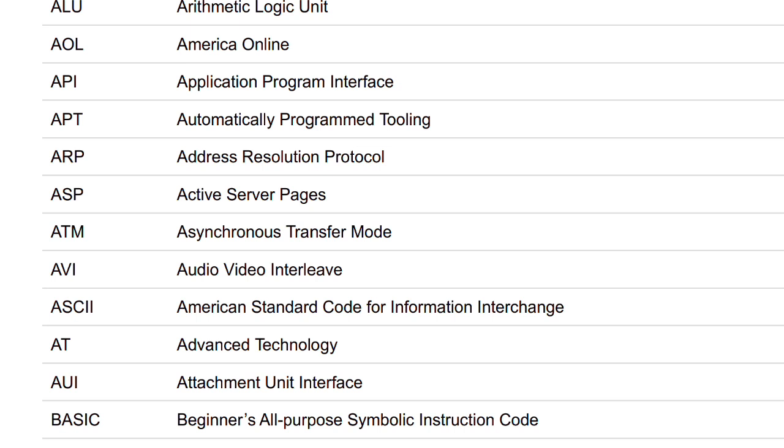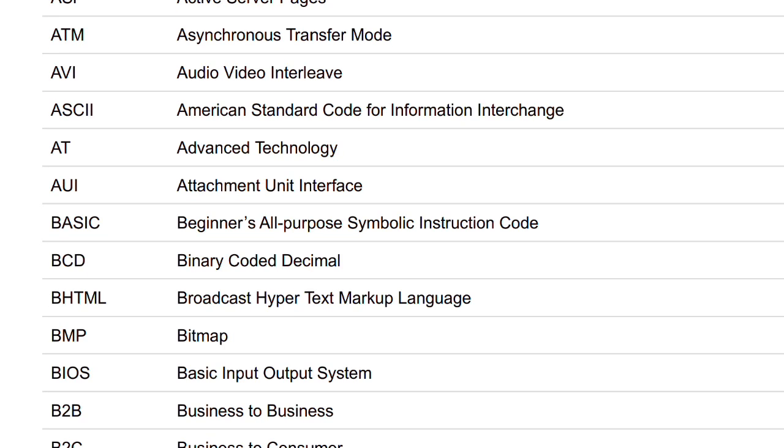Then we have ATM. We have two types of full form for the ATM. Firstly, ATM is used for the banking services, that stands for automated teller machine, and in the computer ATM stands for. Then we have AVI, that is audio video interface. Then we have ASCII, that stands for American Standard Code for Information Interchange.